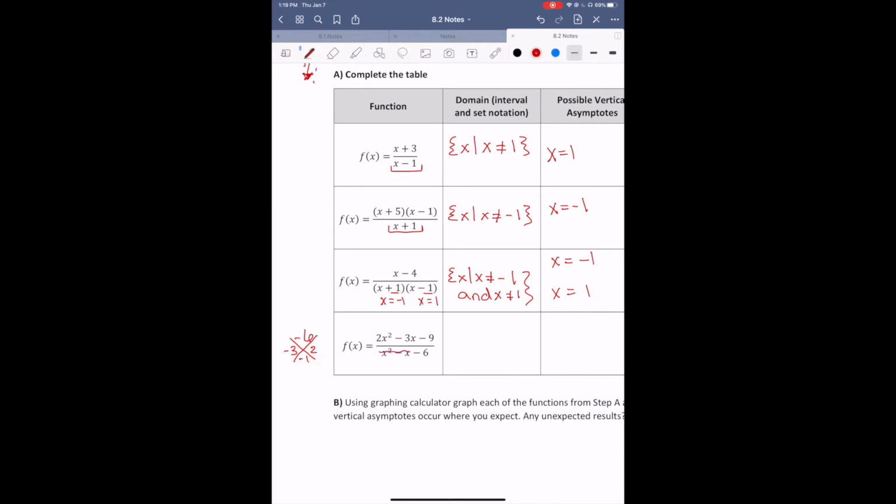So this can be changed into x minus 3 times x plus 2. Okay, and in doing so, again, apply zero product property. We have two vertical asymptotes at x equals 3 and x equals negative 2.